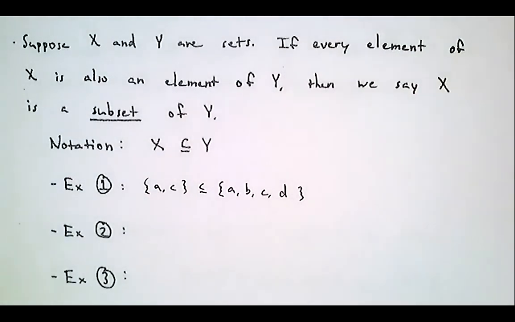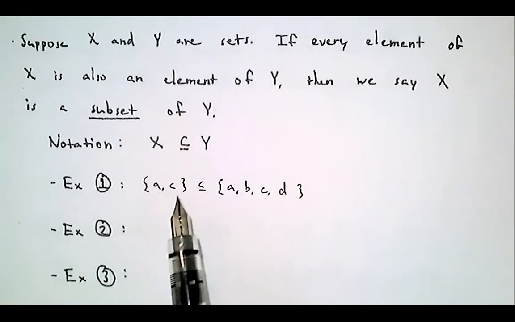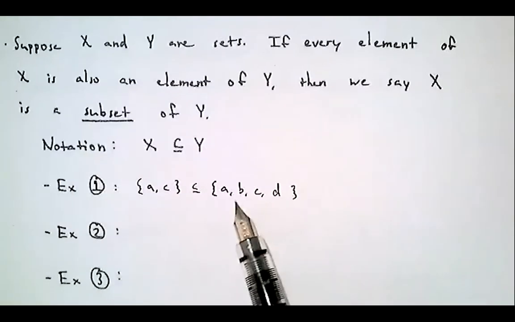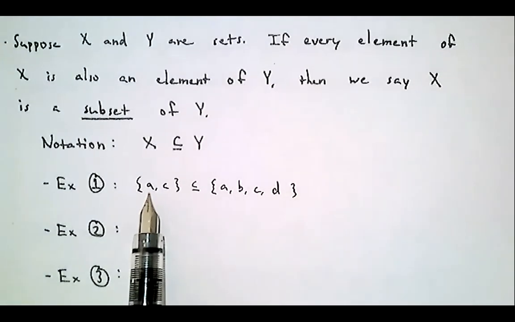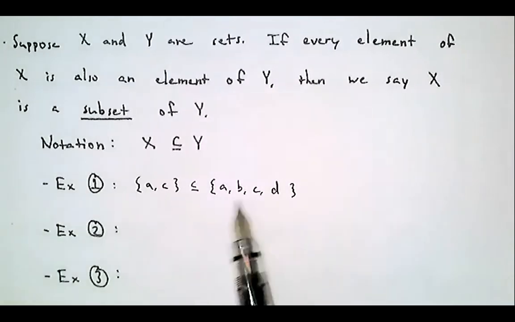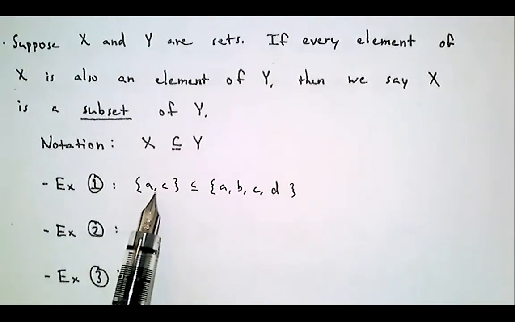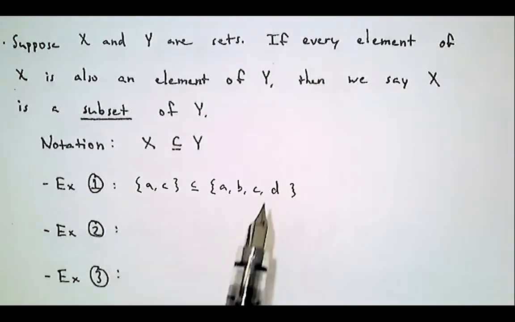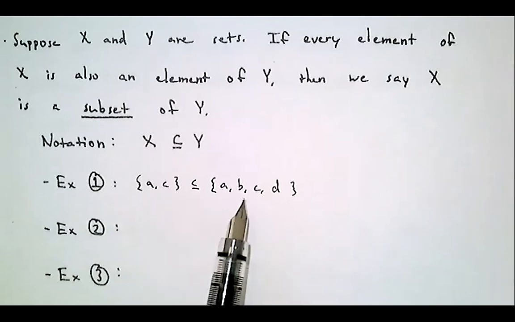So this is the kind of thing I mean. This first set has the two elements A and C. This other set has the first four letters of the alphabet, A, B, C, and D. And all the elements over here, both of them, appear in this other set. And that's what I mean by this first set is a subset of the second one. All of the elements of this one are contained in this other one.